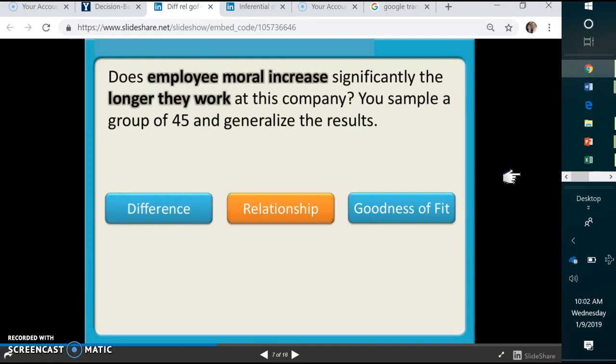Very good. And like you said, those are the 2 characteristics. We're looking for the relationship between them. Excellent.